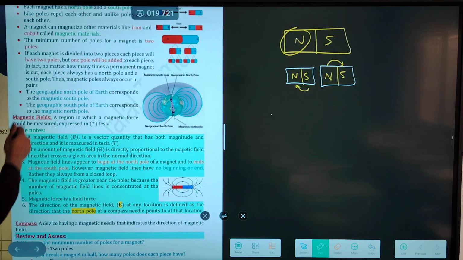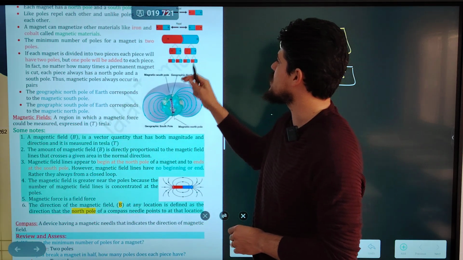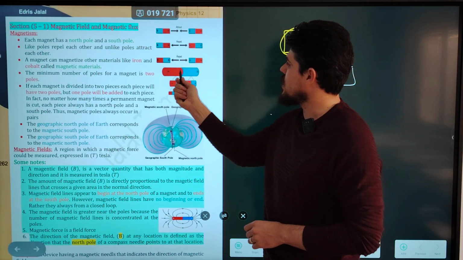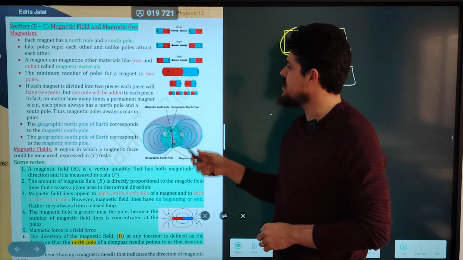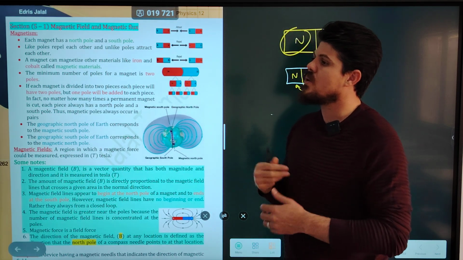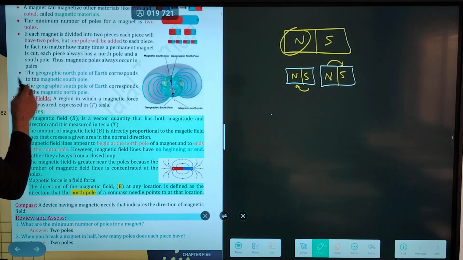In fact, no matter how many times a permanent magnet is cut, each piece always has a north pole and a south pole, as you can see in this figure. Look, this bar magnet is cut into many pieces, and each piece always has a north pole and a south pole.